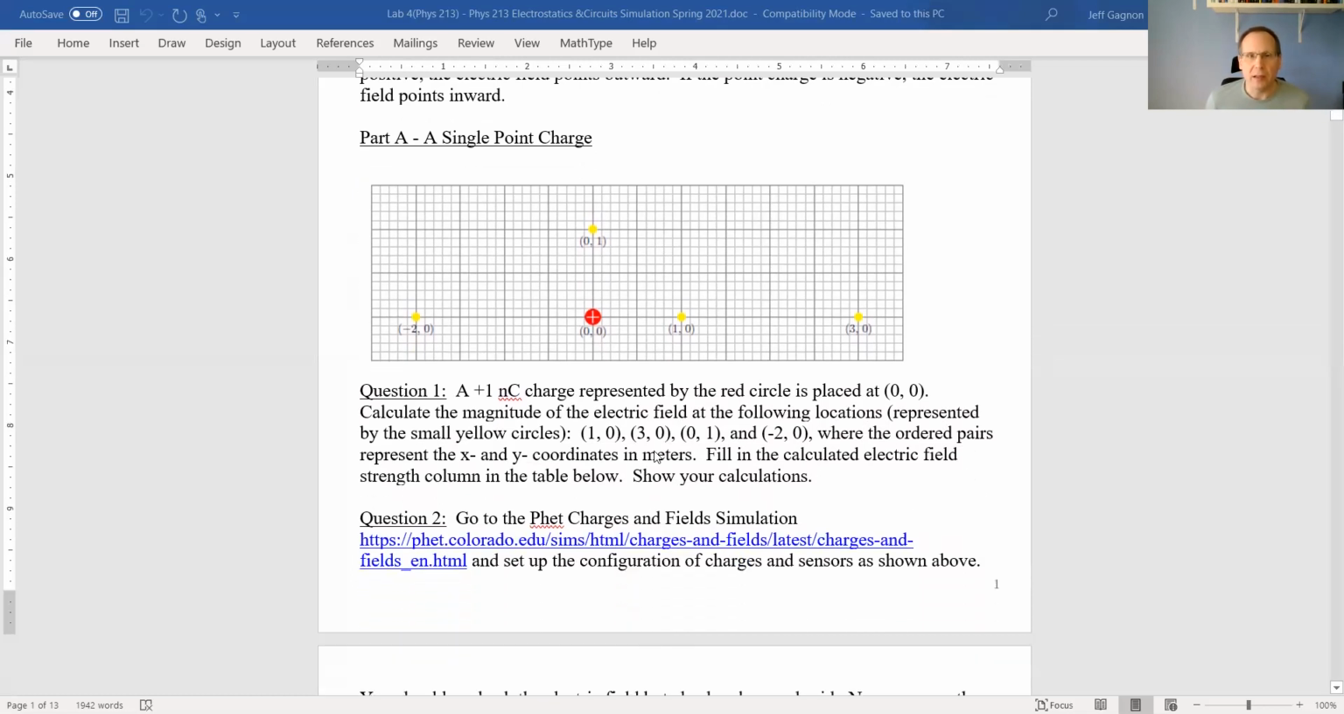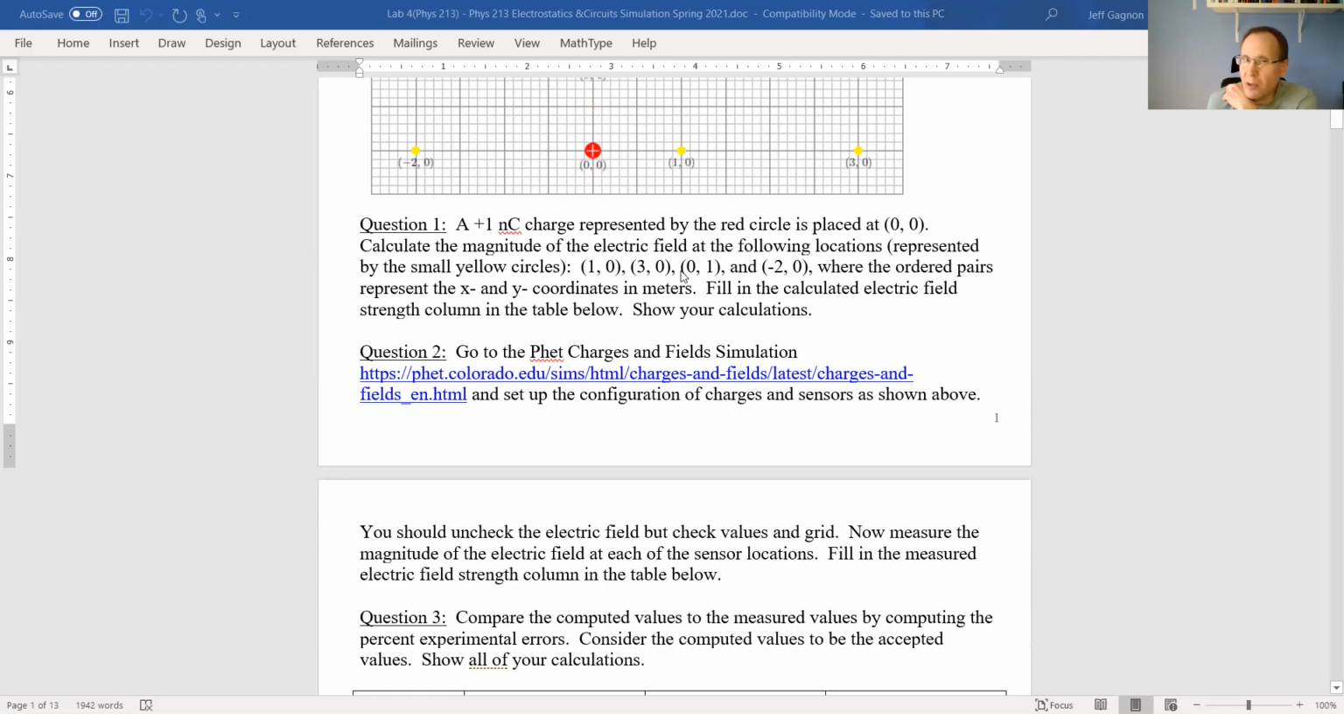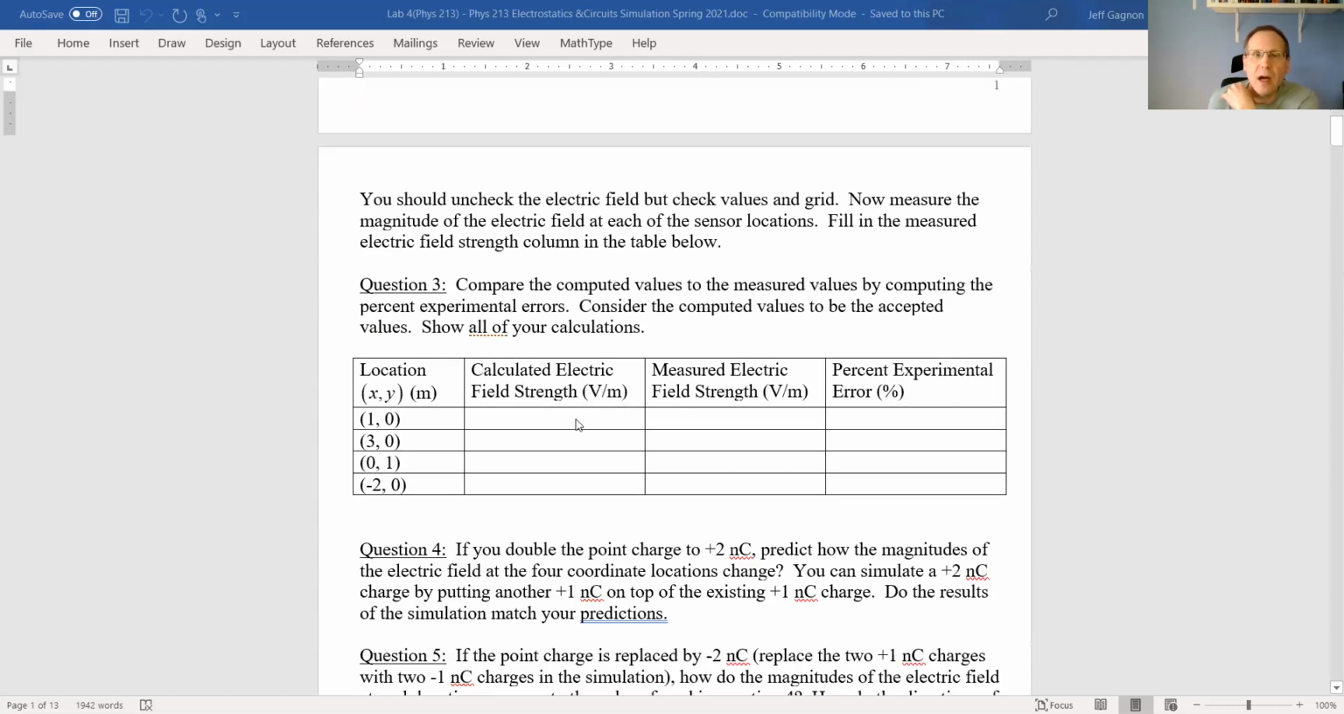So question 1, you're told that this is a +1 Newton Coulomb charge. And I want you to calculate the magnitude of the electric field at this location, 1, 0, at 3, 0, at 0, 1, and at negative 2, 0. Okay, so you want to show all your calculations, just calculating the magnitude, and then you want to fill in the table here. So for those 4 locations, you want to calculate the magnitude of the electric field.